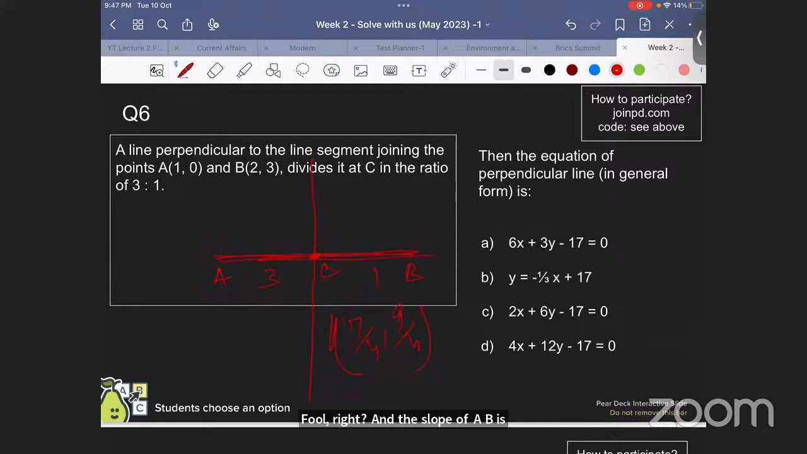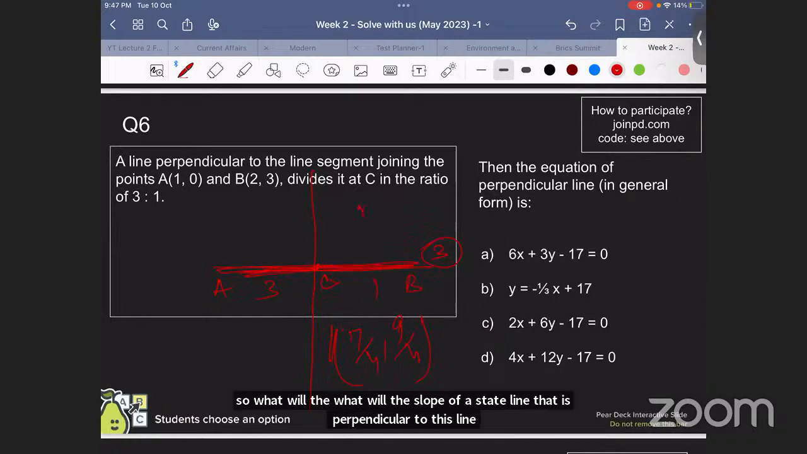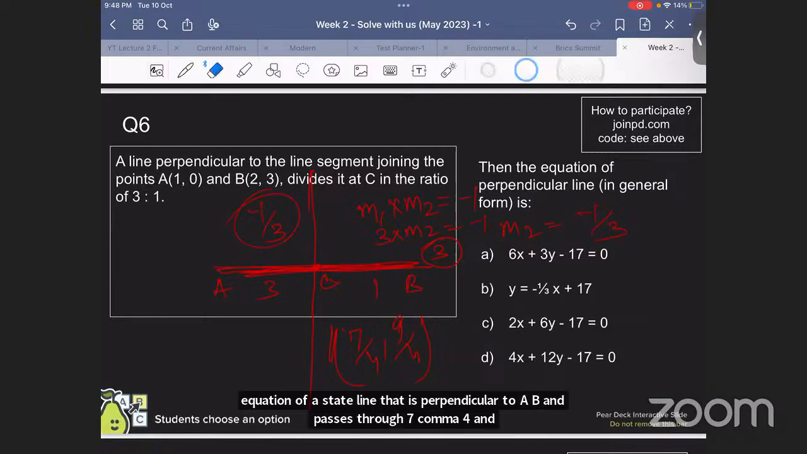And the slope of AB is what? 3. So what will be the slope of a straight line that is perpendicular to this line? I told you M1 into M2 should be equal to minus 1. M1 is 3, so 3 into M2 equals minus 1. So M2 is minus 1 by 3. The slope of this line, which is perpendicular to AB, is minus 1 by 3, correct? Got it, sir. So now you have to get the equation of a straight line that is perpendicular to AB and passes through 7 by 4 and 9 by 4. Correct? Yes, sir.